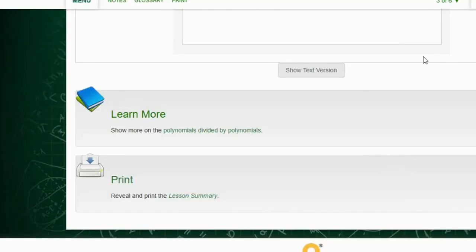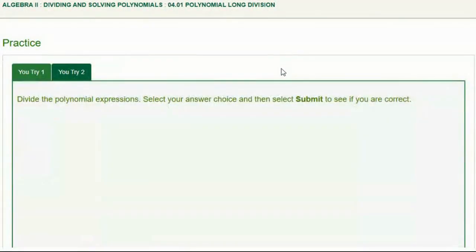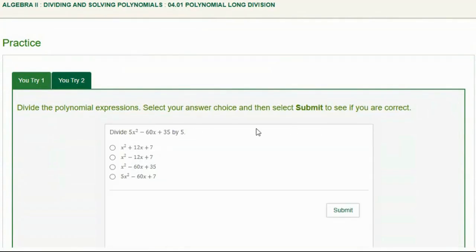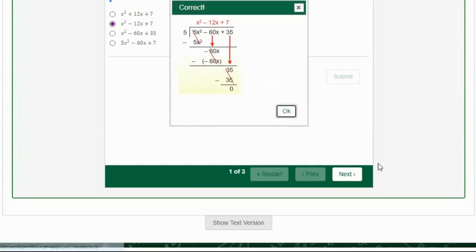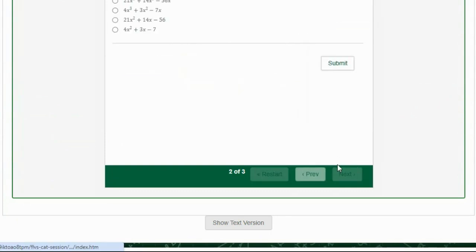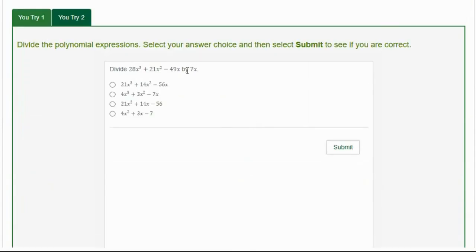Let's pull a practice problem to put in our notes before we move on. So that's just dividing by a number, by 5. So that'd just be x squared minus 12x plus 7, right? I messed with that one. Correct. 3 problems. Dividing by 7x.